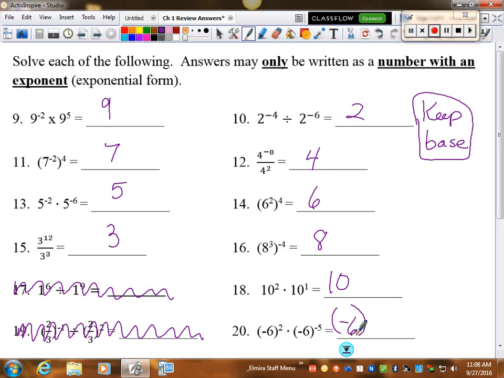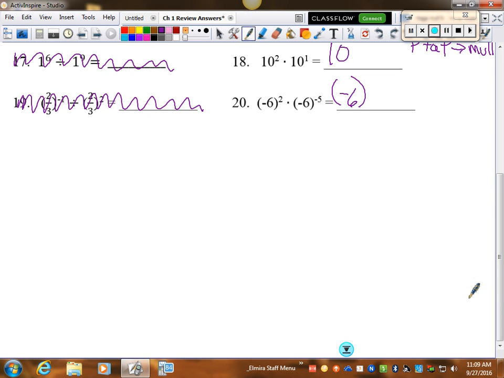The next thing to remember is that if it's a multiply problem, you add your exponents. If it's a divide problem, you subtract your exponents. And if it's a power to a power, you multiply exponents.